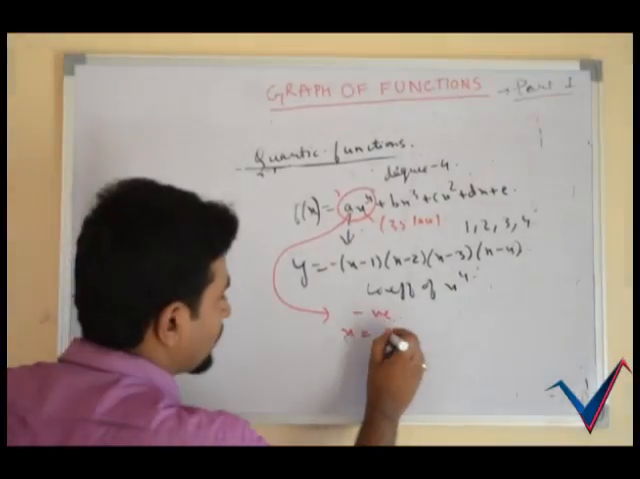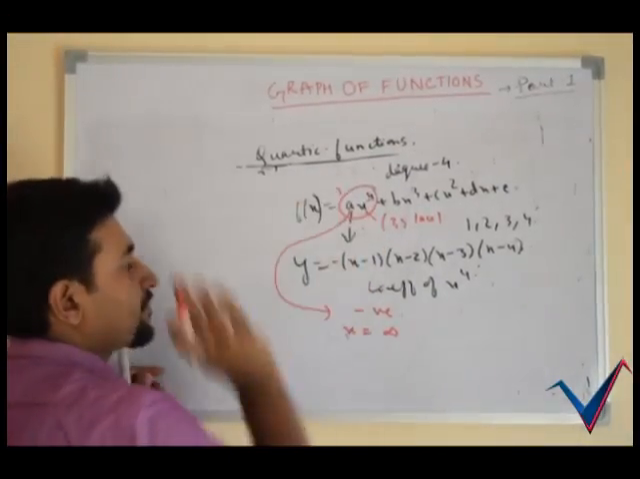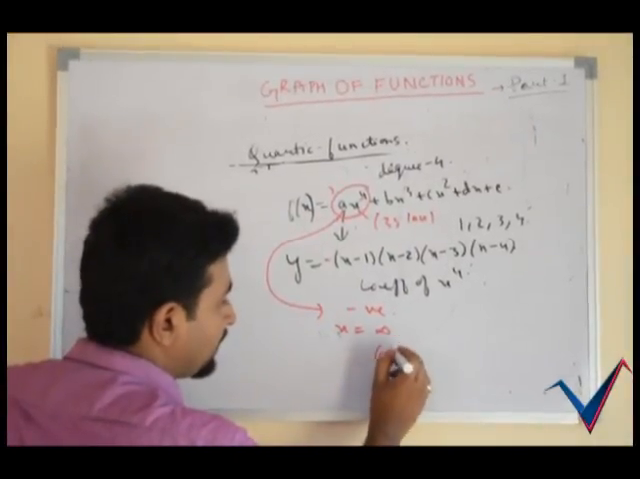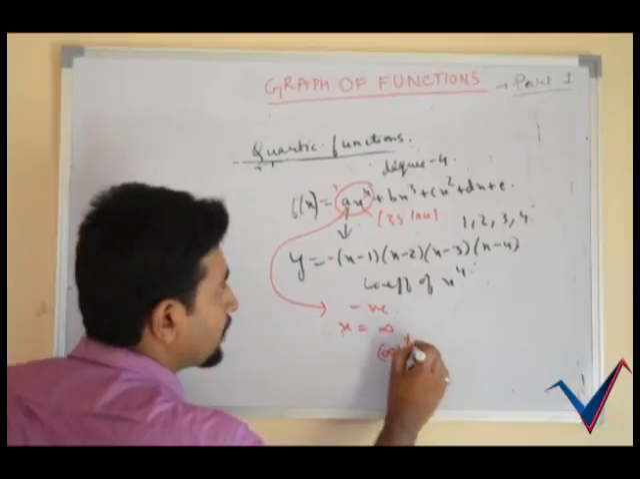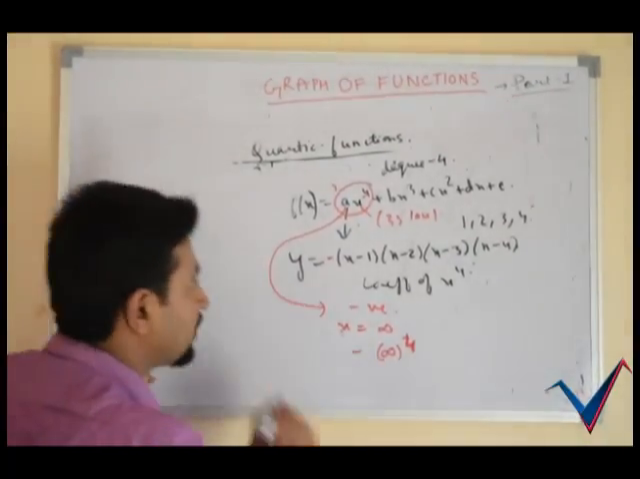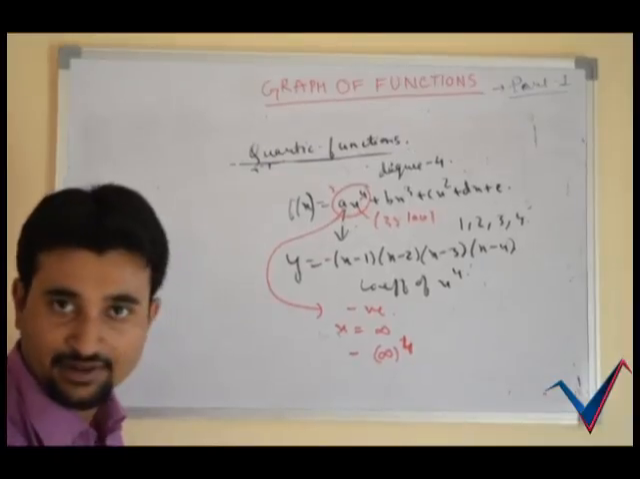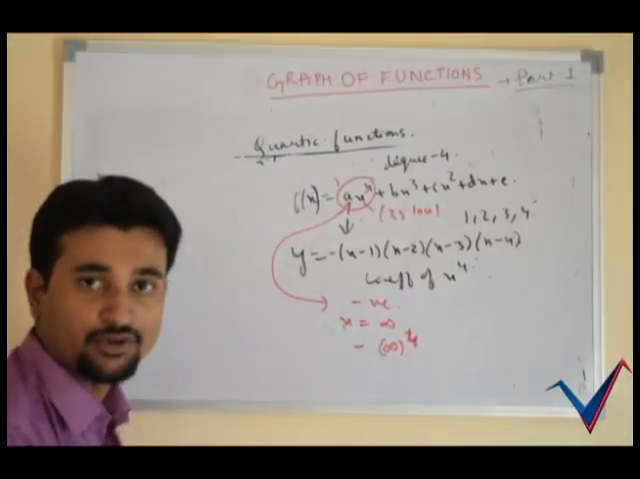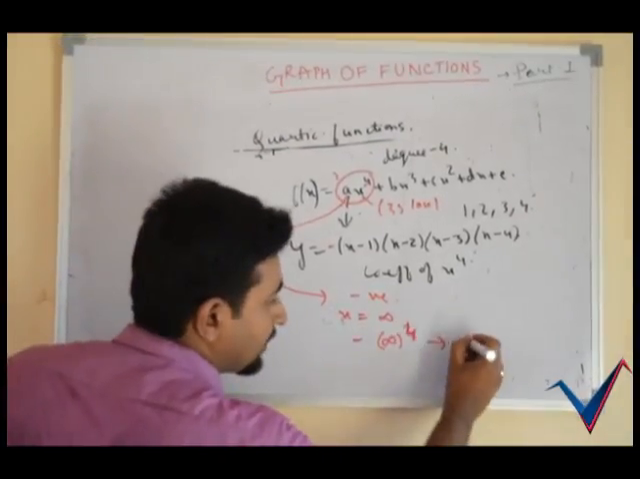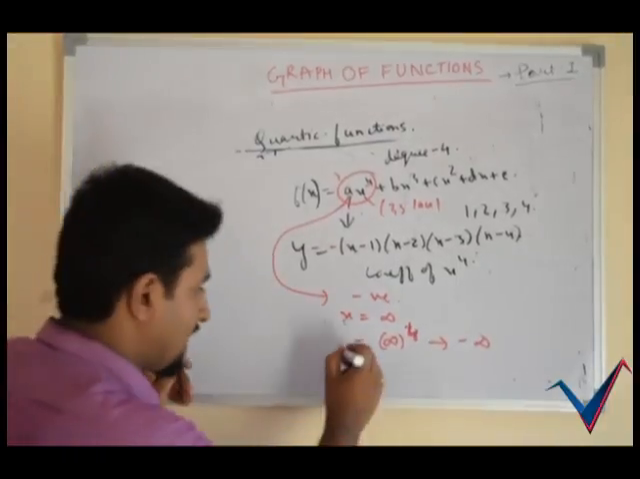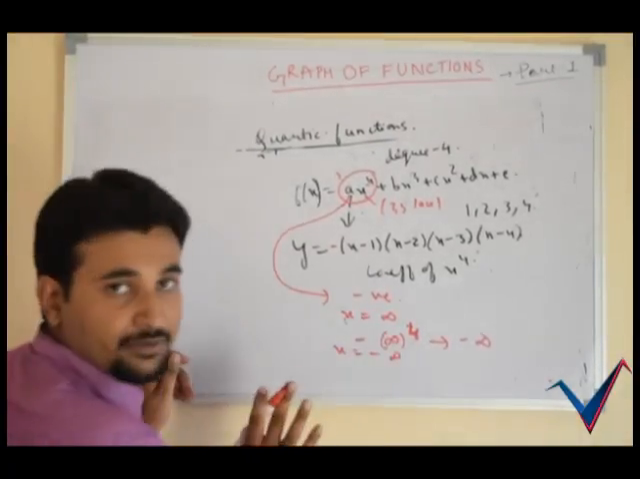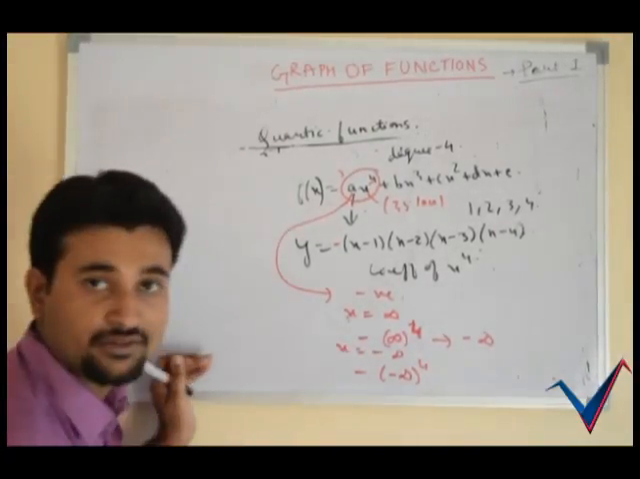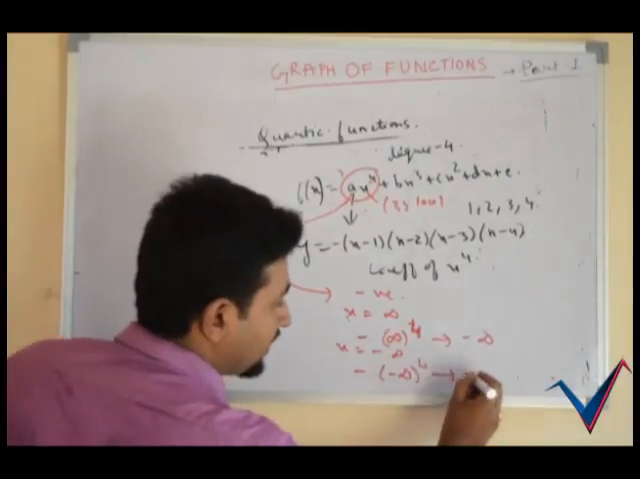When x is equal to infinity, what would you get? Suppose you put x equal to infinity here, you would have infinity to the power 4, and a minus sign outside because the coefficient of x to the power 4 is negative. So the value of the function will depend on the value of x to the power 4 only. So this will turn out to be minus infinity. When x is minus infinity, the function would simply become minus, and minus infinity to the power 4 would again turn out to be minus infinity.